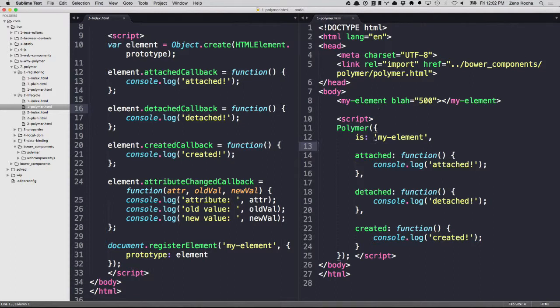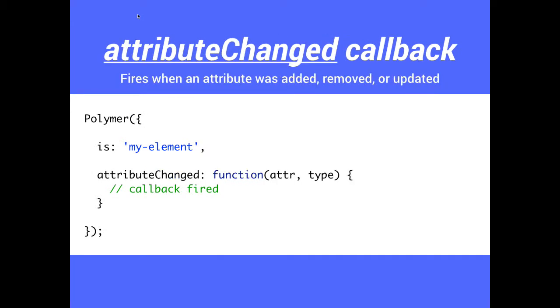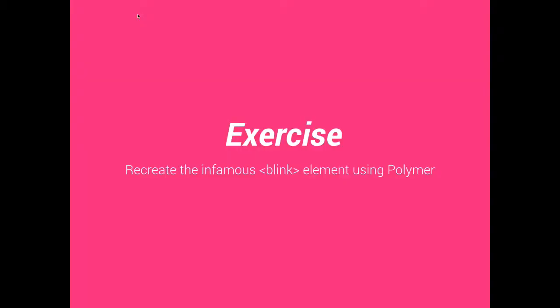The difference is that you put them inside of the Polymer constructor, in the Polymer options, and you're not using the callback suffix for them. Okay? So my challenge for you is to get that blink element that you just created and convert it to Polymer. Okay? You put that Polymer code back up.